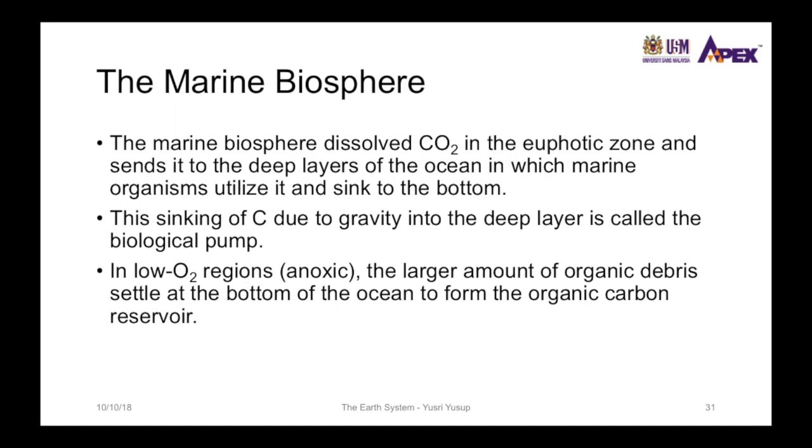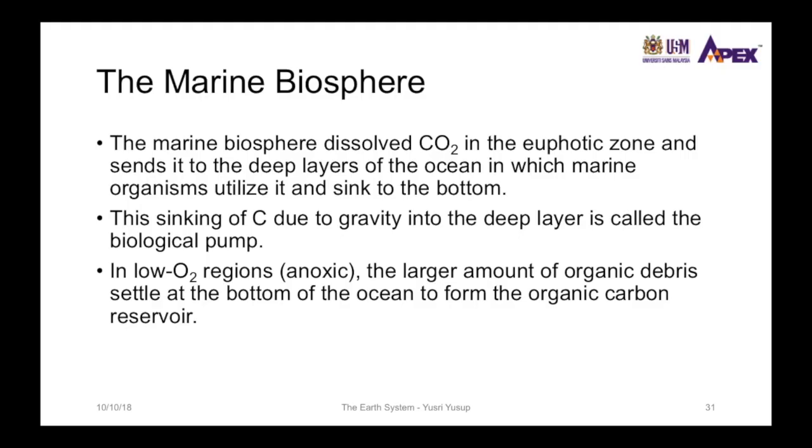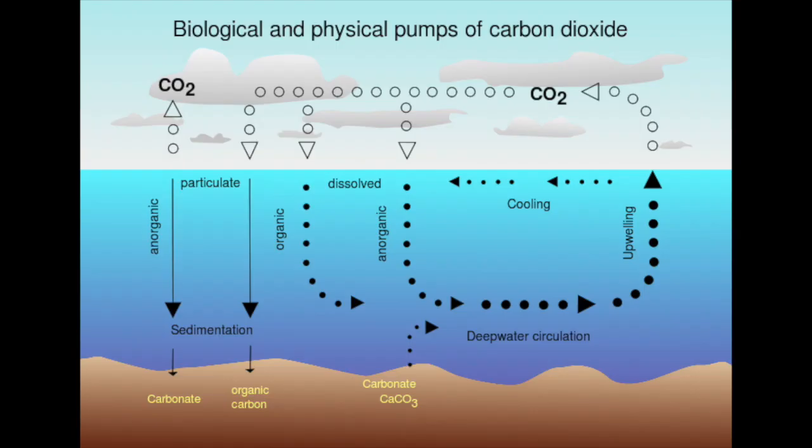Now we look at the marine biosphere, which we saw in the previous map. The marine biosphere dissolves carbon dioxide in the euphotic zone, and it sends this dissolved carbon dioxide into the deep layers of the ocean through the photosynthetic processes of the marine organisms that utilize the carbon dioxide, and when it decays, it sinks to the bottom of the ocean. And the sinking of the carbon due to gravity into the deep layers is called the biological pump.